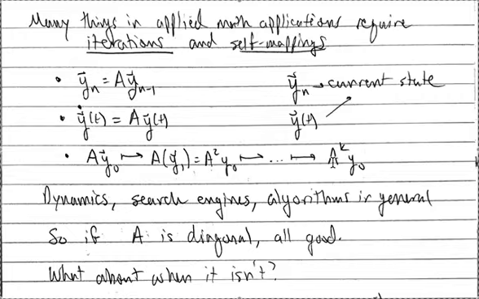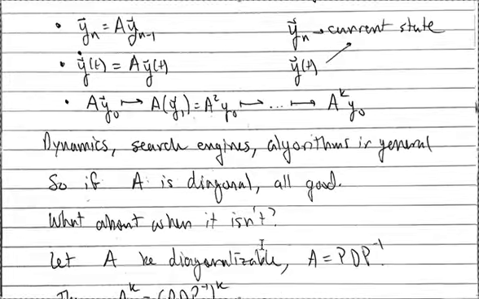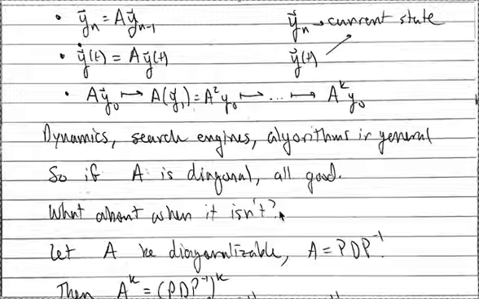So the point is, if I want to compute A to the k, why not compute this matrix and then apply it to a vector. We know from the previous part of this discussion that if it's diagonal, then everything is good. There's no worries. But what about when it isn't diagonal? And this is where the diagonalizability of a matrix comes in.